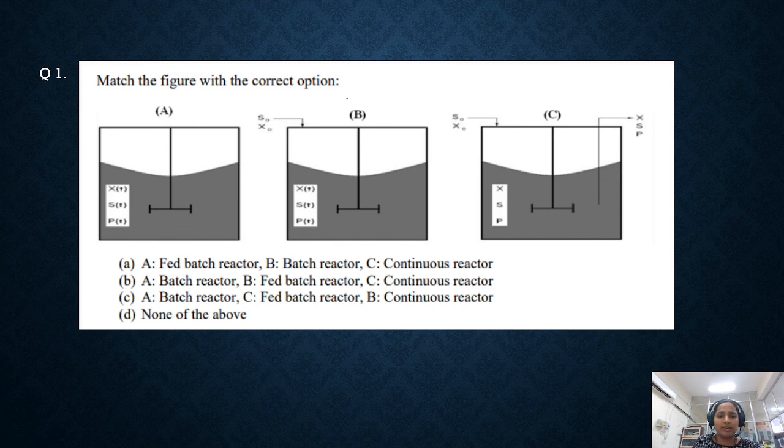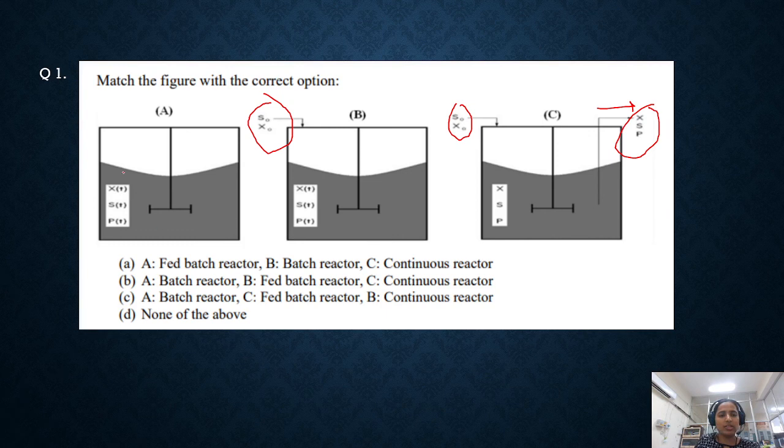Then in the second figure, you have seen that S and X, meaning the substrate and other things, are required from the outside. Then in the third figure, it is given that substrate and biomass are given from the outside, and it is also removing in a continuous reactor, meaning the reactor is running and the product and substrate we are removing at the same time. So all of you have studied the 3 types of bioreactor. So which one is which?